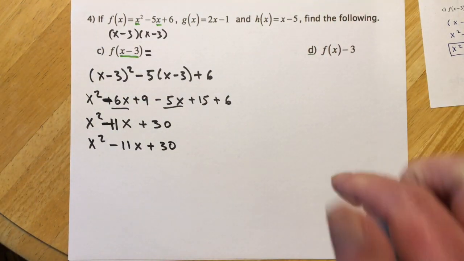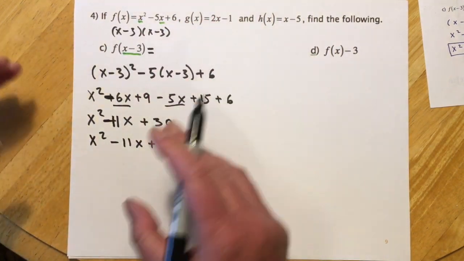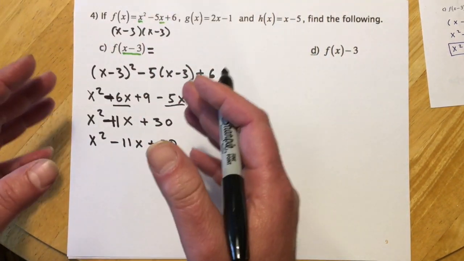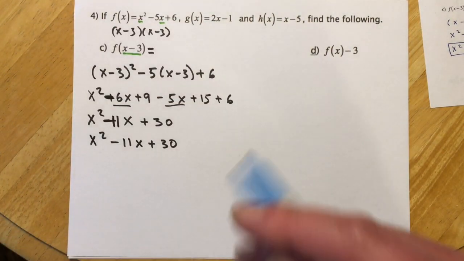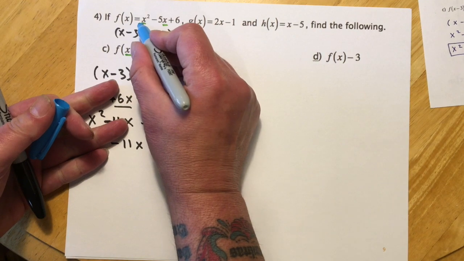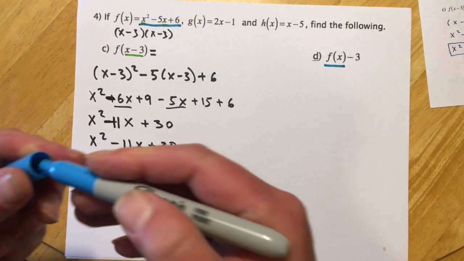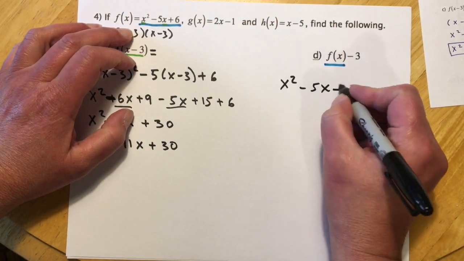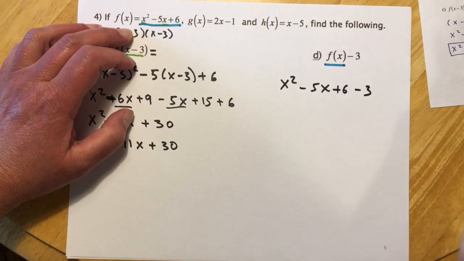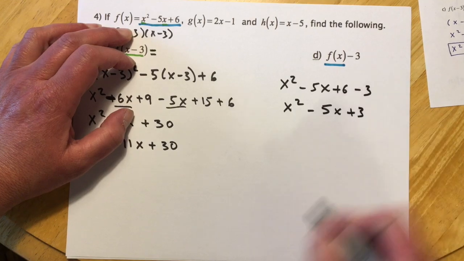So D and C get confused a lot. Here, the x minus 3 is all in the parentheses, so it's being substituted for x. Here, this just says take f of x. F of x is this whole thing. That's f of x, and then subtract 3. So it's actually a really easy problem. So this would just be x squared minus 5x plus 6 minus 3, and then x squared minus 5x plus 3.